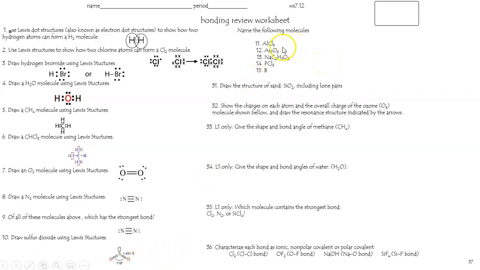Name the following molecules. AlCl3, aluminum chloride. As2O3, arsenic oxide. For arsenic, hmm, is arsenic a metal or not? Actually, I think it is not. If it's not a metal, I don't have a periodic table in front of me, but it's right under nitrogen, right? It's right under phosphorus, so I believe it's a non-metal. Therefore, I stand corrected. I'm going to go with diarsenic trioxide.